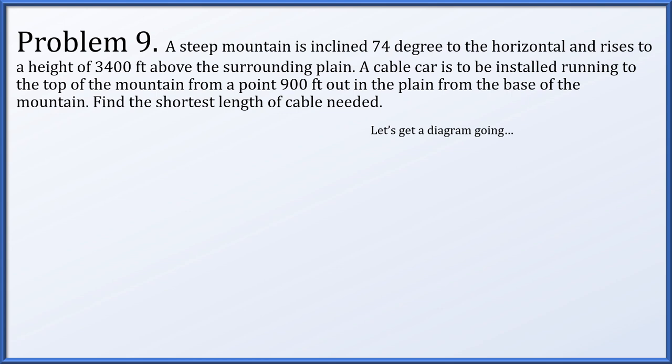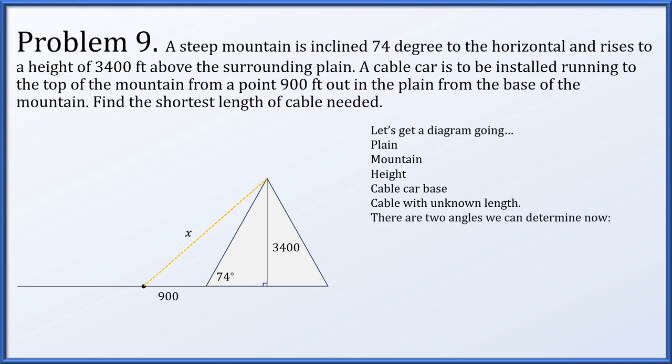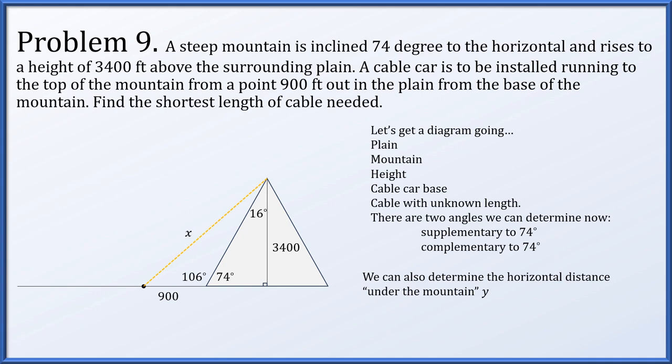Now we need to make our own diagram here, so first we can draw a flat plane, we can put down a mountain with an angle of 74 degrees to horizontal. It has a height of 3,400 feet, which is always measured perpendicular to horizontal. We have a cable car base 900 feet away, and here's the length we need to solve for. I've called it x. Now there are two angles we can immediately determine. First, supplementary to 74 degrees, there's 106 degrees here, but also complementary to 74 degrees is 16 degrees over there. We may not need both of these angles, but they are pretty direct to find, so I've gone ahead and put them in.